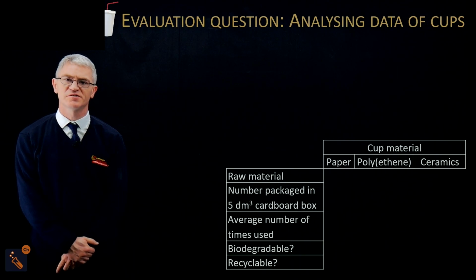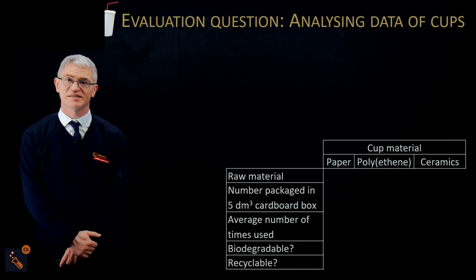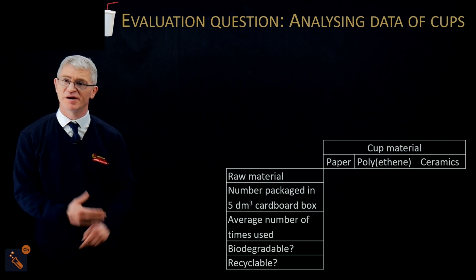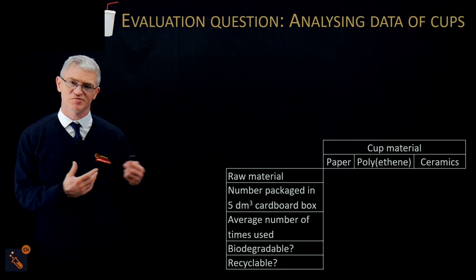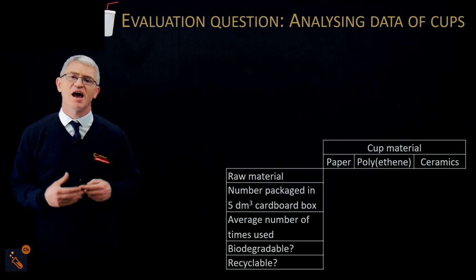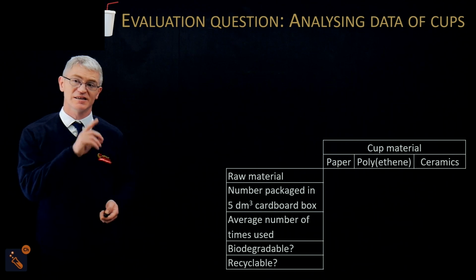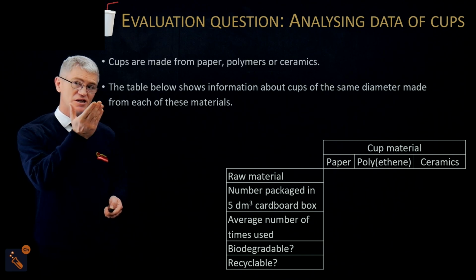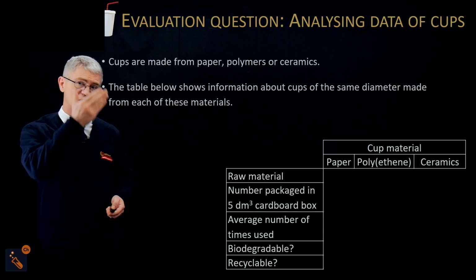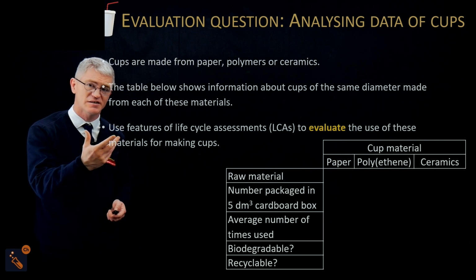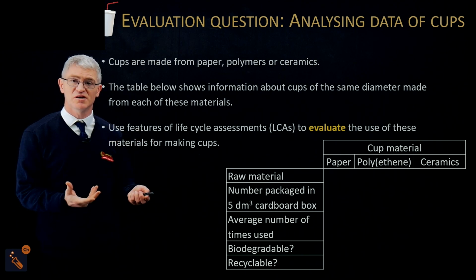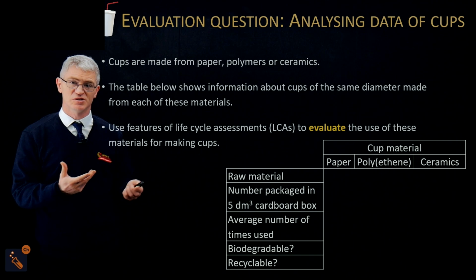We're now going to do the first of 2 questions on analysing data for life cycle assessments of cups. Cups and bags are the ones you need to do in the exam. They're in the specification, and what you need to do is look at the data in the table and then answer an evaluation question that has a preamble like this. So it gives you the table, tells you what the stuff is made of, and then asks you to do a life cycle assessment to evaluate the use of these materials in making cups.